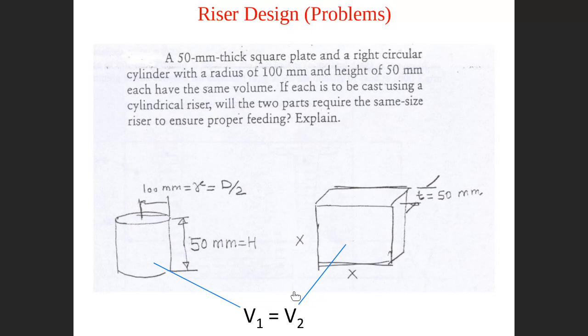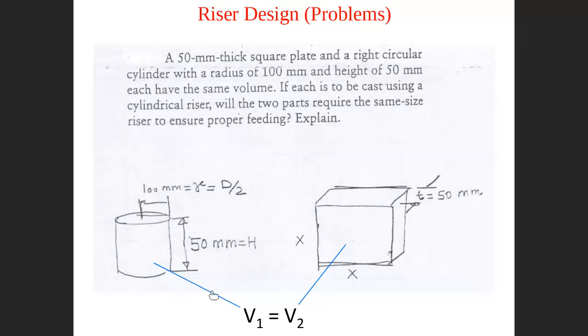We cannot compare based on the volume. You can compare only based on time. We need to know what is the solidification time here and what is the solidification time here, so we can decide what is the riser dimension to be used with this one and what is the riser dimension to be used with this one. And we see whether the dimension could be the same or not.